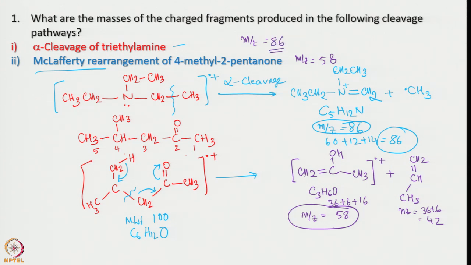What are the masses of the charged fragments produced in the following cleavage pathways, in case of alpha cleavage of triethylamine? So how to do this one? While discussing mass spectrometry, I showed you the fragmentation of different functional groups in organic molecules. If you are familiar with those things, if you look into amides, amines, alcohols, ketones, aldehydes, you will be knowing. Once you know those things, you should be able to split accordingly to give the right kind of fragments the question is seeking from you. So this is how you can do it. I hope you have understood this one.